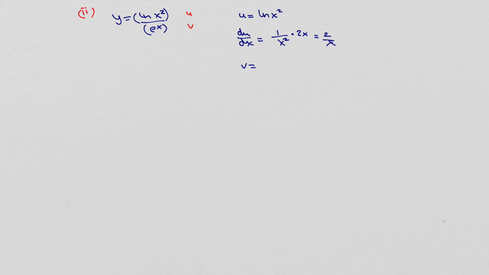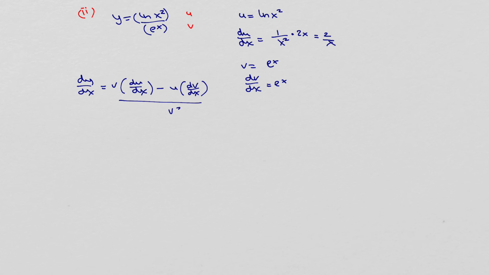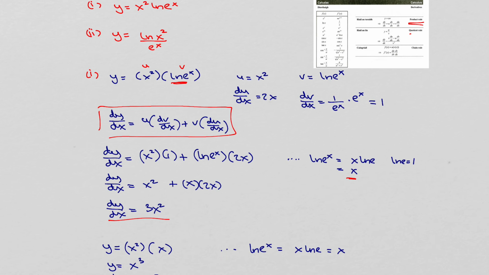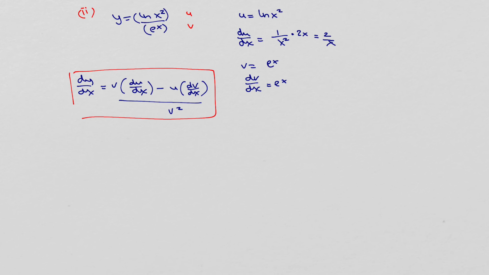So applying your log rules or not. So v is equal to e to the x and therefore dv dx is equal to e to the x. So therefore our quotient rule is v times du dx minus u times dv dx all over v squared. And again, back to our tables. You can see page 25, it's the second rule down.